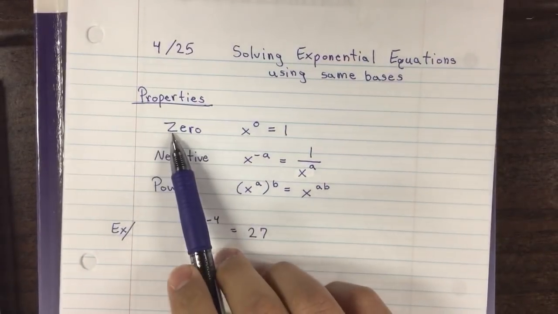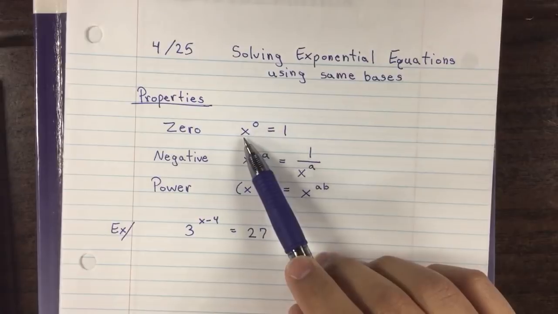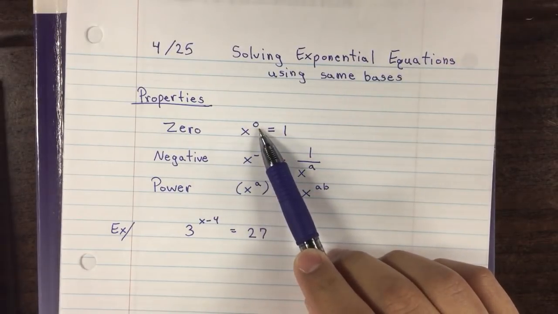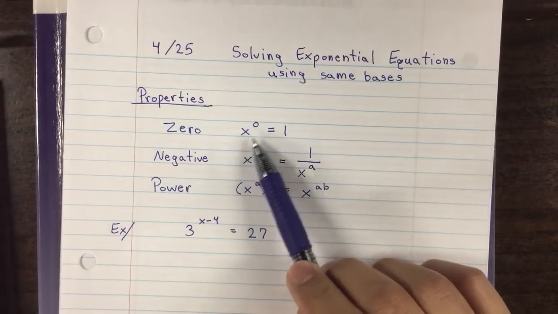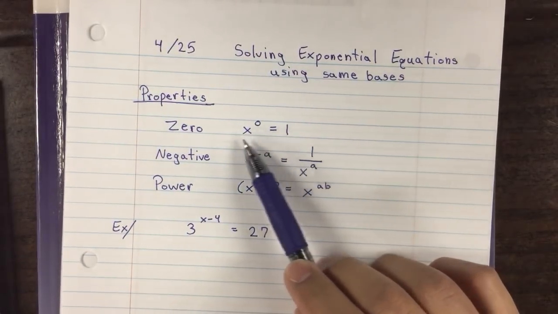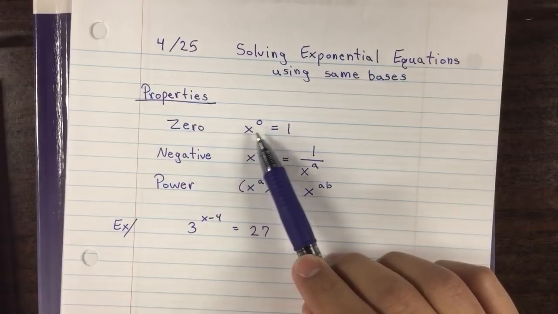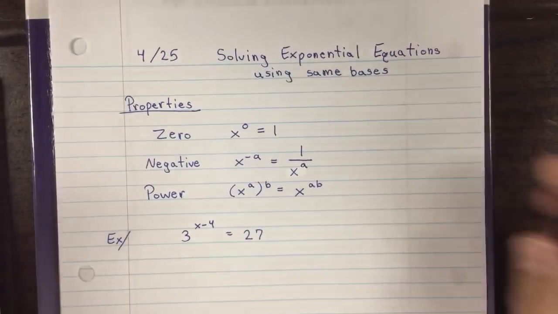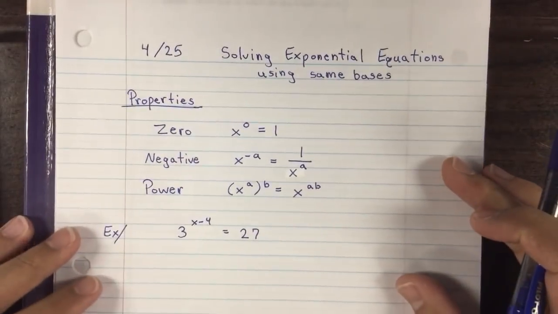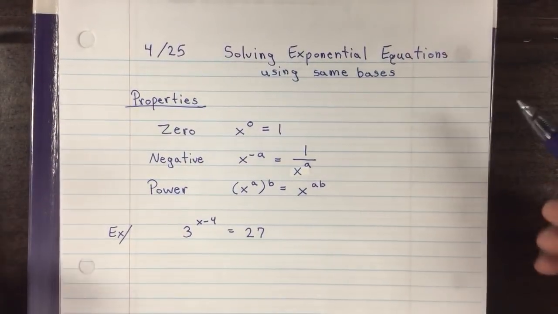The first property is your zero property. And what that means is anything to the zero power equals 1. X to the zero power is going to be 1. 5 to the zero power is going to equal 1. Negative 17 to the zero power will be 1. So the zero property is anything to the zero power equals 1.